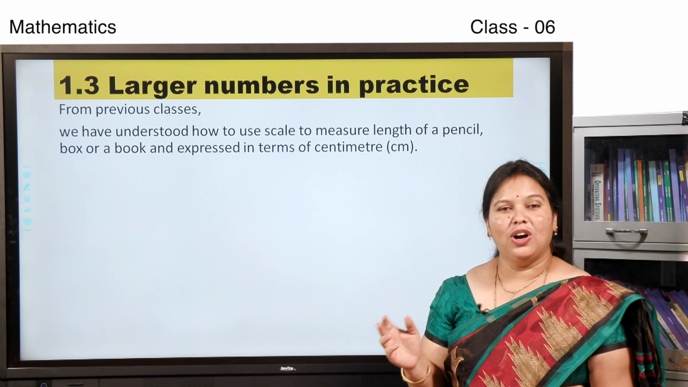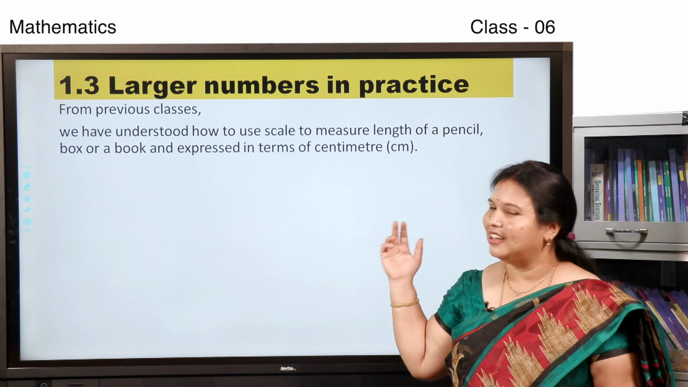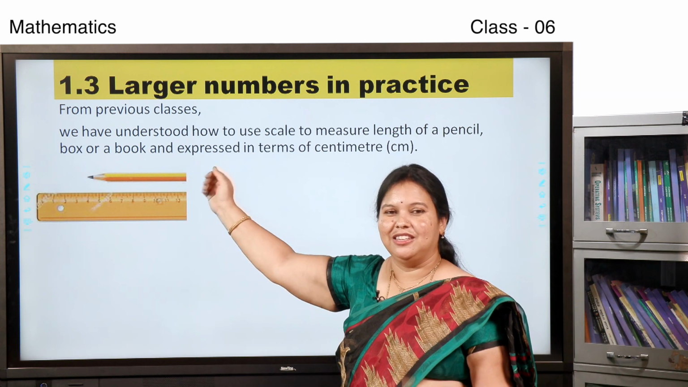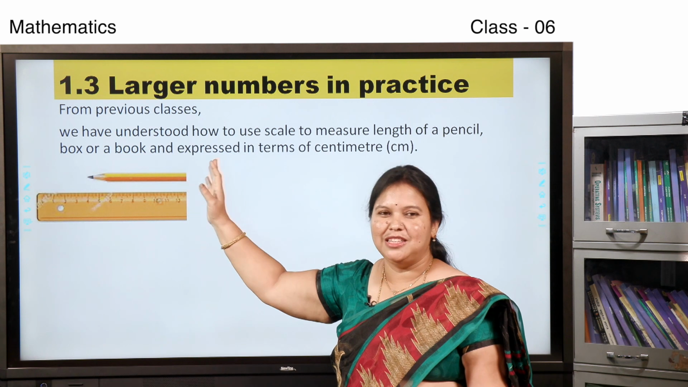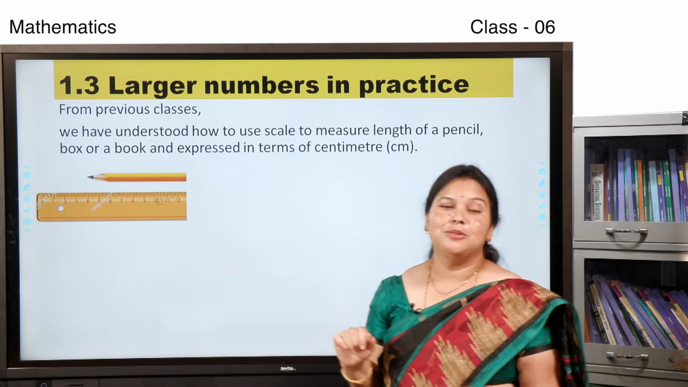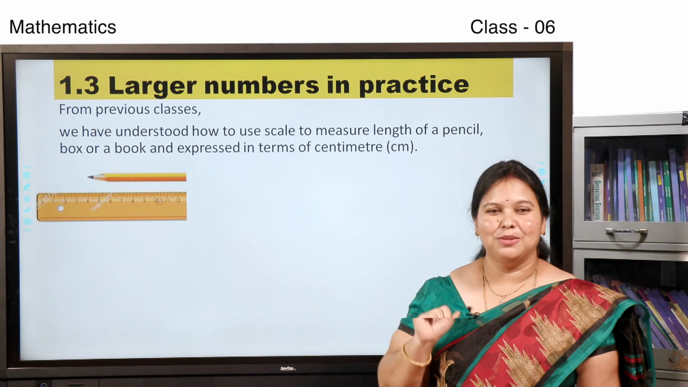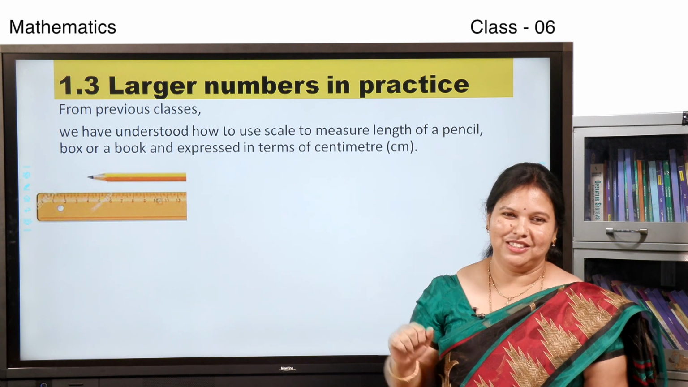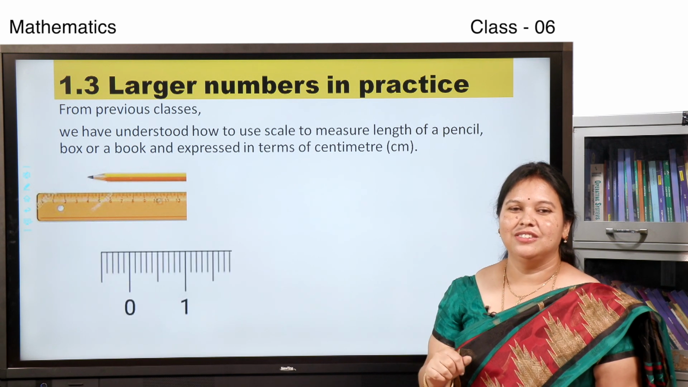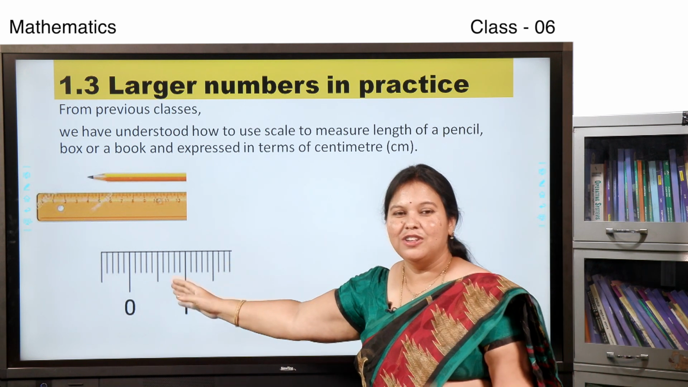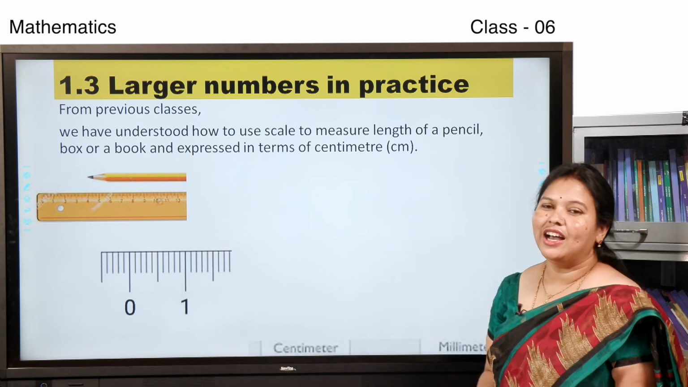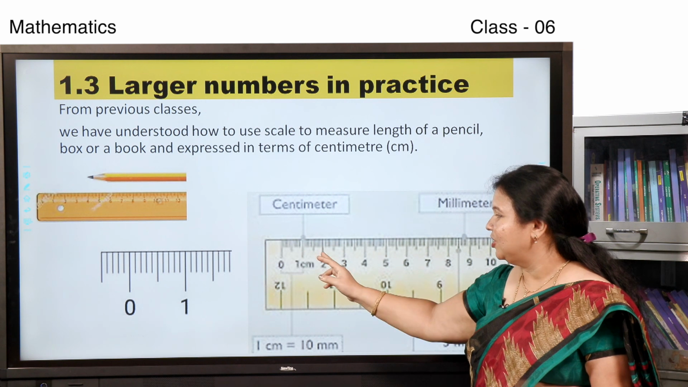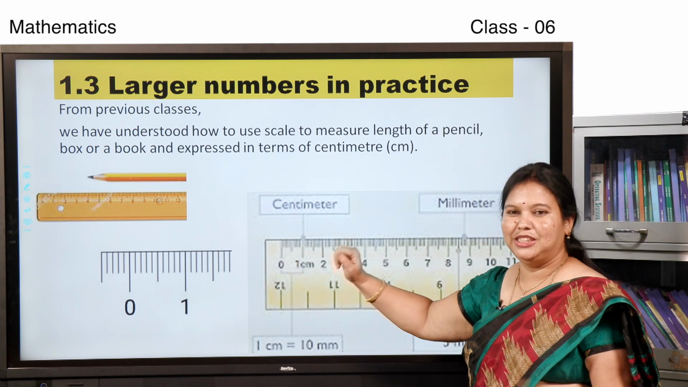Dear children, you all know how to use the scale to measure the length of any object. Here on the screen, you are seeing a scale and a pencil. With the help of the scale, you can easily measure the length of the pencil. Suppose you want to measure the width of the pencil, then centimeter becomes too big. Hence, we use millimeter. That can be seen on the screen that 1 centimeter consists of 10 millimeters. If you have a scale with you, please verify it. You will find 10 divisions between 0 to 1 centimeter.